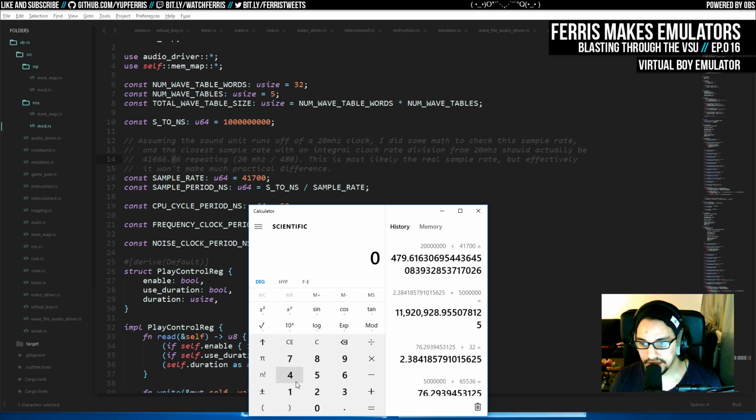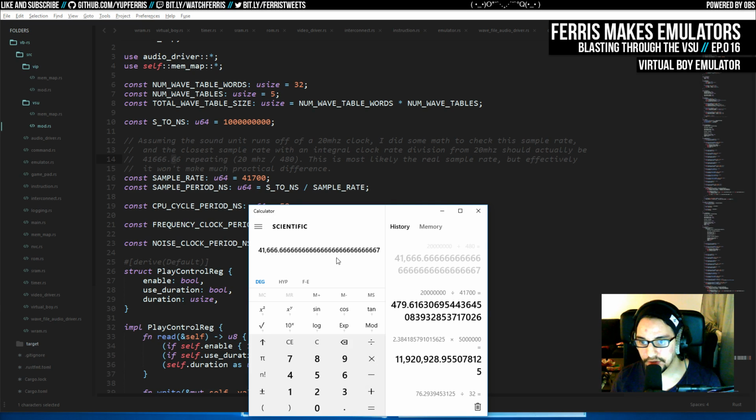So if we take 20 million divided by 480 again, so if we're going to do a counter like this to divide our clock frequency, it basically has to have an even number, and that's why I'm looking for even numbers here. If we divide it by 480, we don't get exactly 41,700, but we get 41,666.66 repeating. And since the documentation basically says 41.7 kilohertz, and there are also other areas in the documentation which round up that number, I'm pretty certain that this is correct.